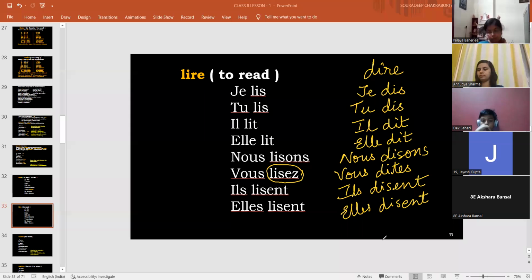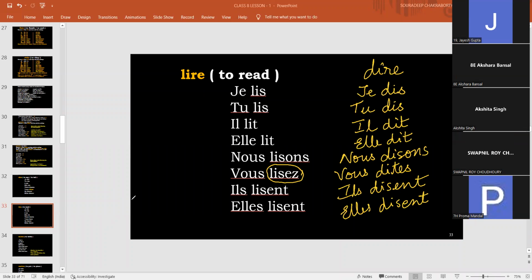Do you have any question to ask anyone? Swapnil, do you have any question to ask? Swapnil, Proma, Akshita, Jayesh Gupta. So shall we proceed? Shall we proceed? No one is saying anything.